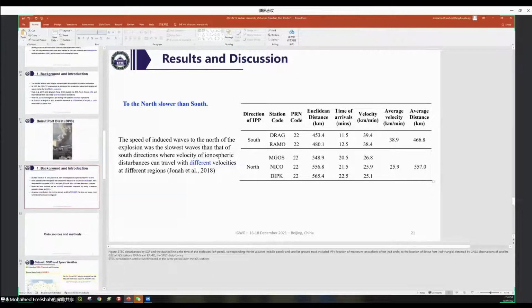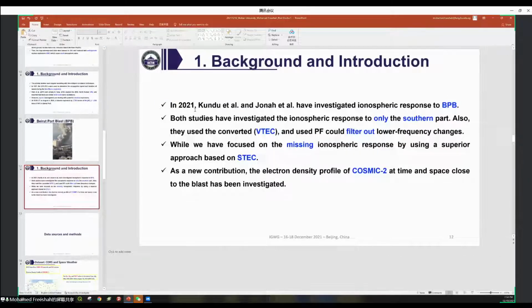As I mentioned, in this year there are two publications by Kondo and Jonah, one in February and the other one last September. We try to cover the gap area because they only investigated the ionospheric response to the southern part of the event. And also they used only ground-based GNSS, and we used ground-based and space-based GNSS from COSMIC.